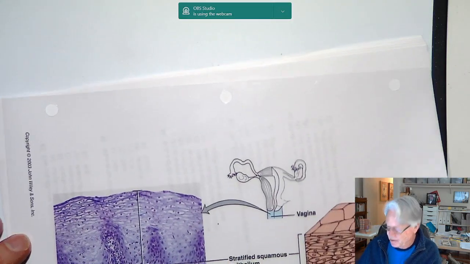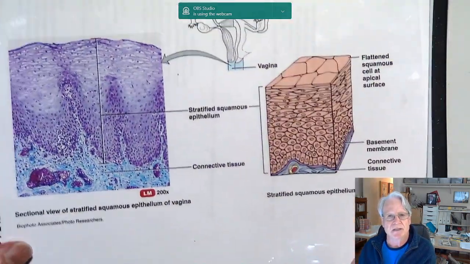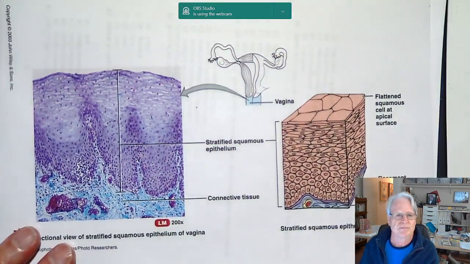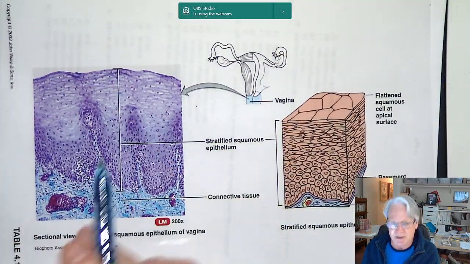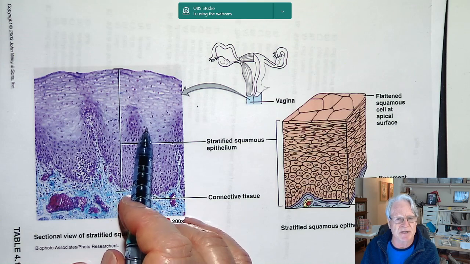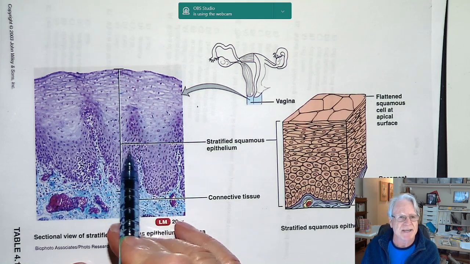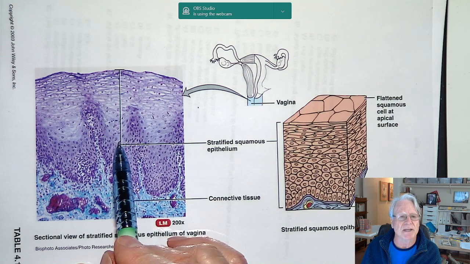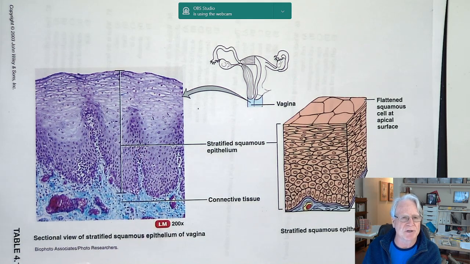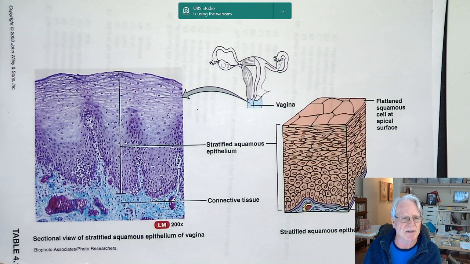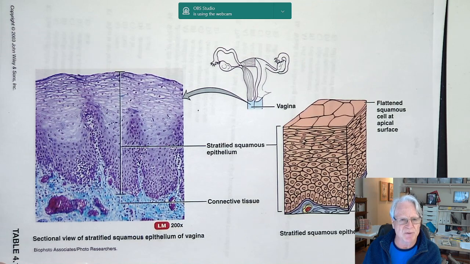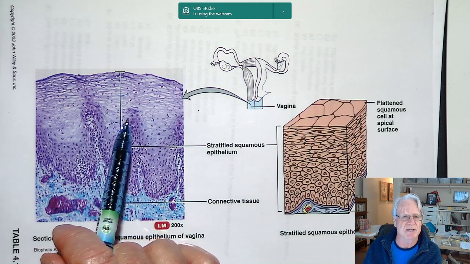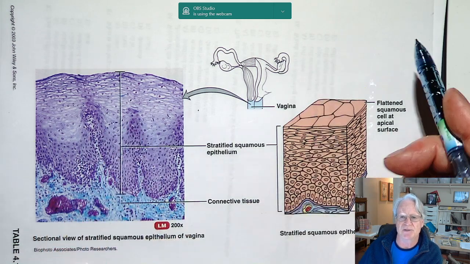And lo and behold, they are using the vagina. So here's our stratified squamous epithelium. This is a mucous membrane. It will produce mucus. It doesn't look like it. It's not as straightforward as, say, simple columnar epithelium, where you can actually see the mucus producing glands, the goblet cells. But don't be fooled. This is a mucous membrane, and it does have mucus as part of its structure.